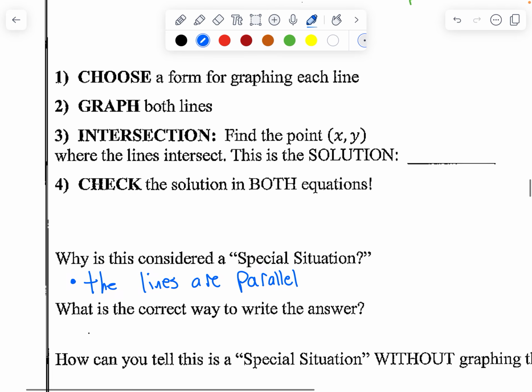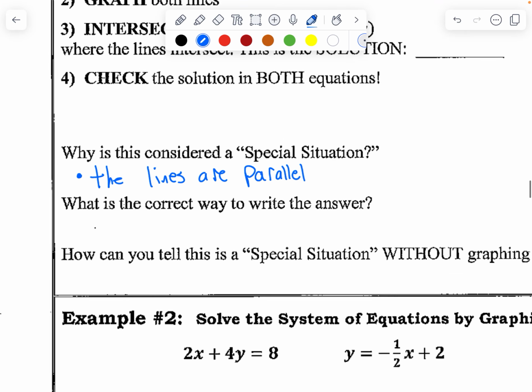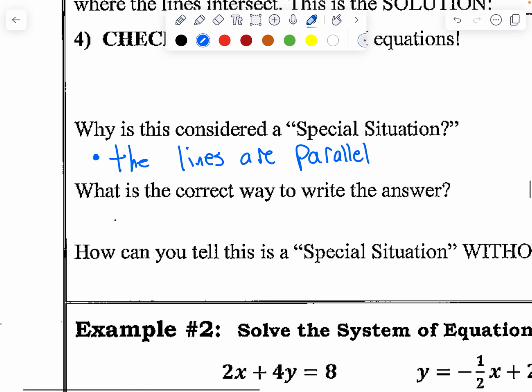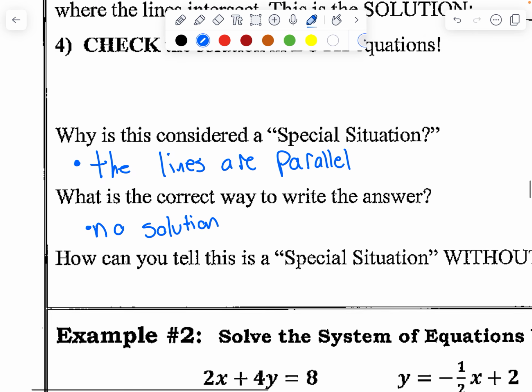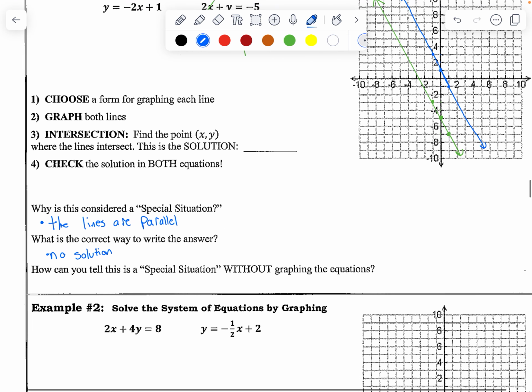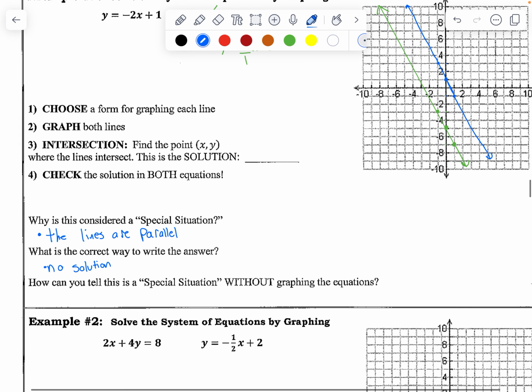So since it's a special situation, it's going to have a special answer. The correct way to answer this would be no solutions, because they will never intersect, and our intersections are the solutions. And since there are no intersections, there can be no solutions.